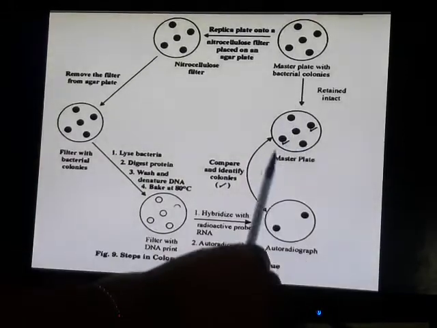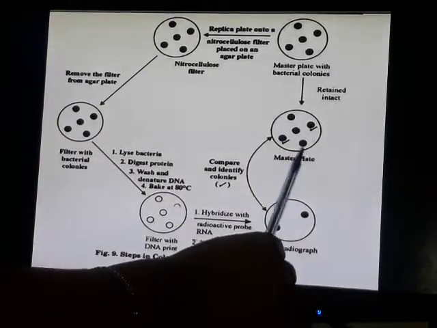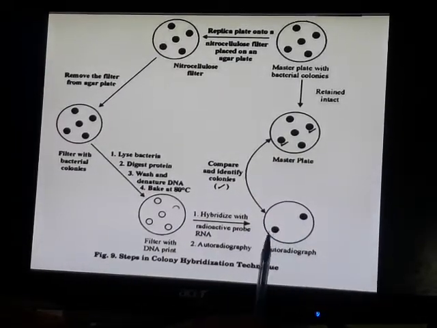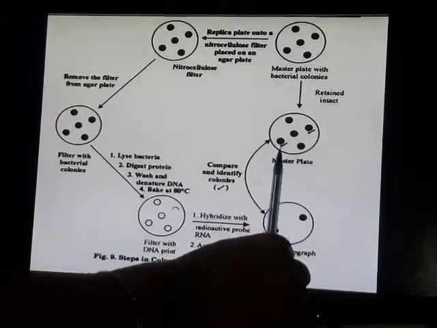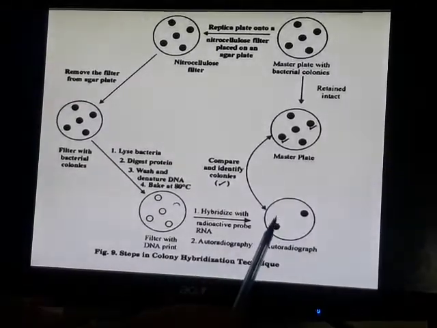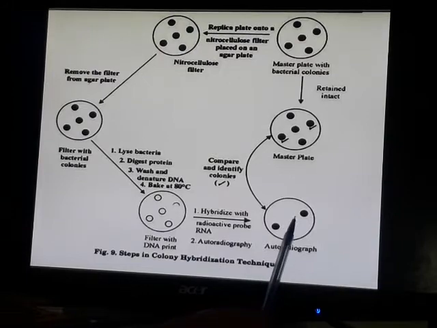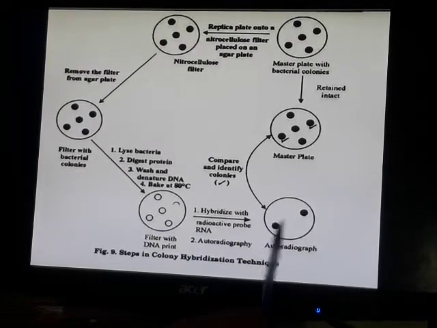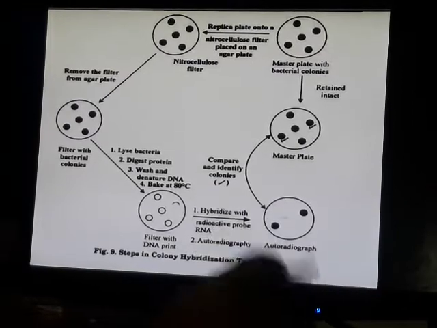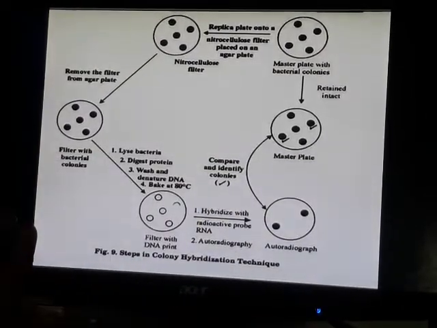So among these two, this is your master plate where you had 5 colonies. Now you got only 2 spots here. That means these 2 cells which are present in your master plate are the recombinants. They are the successful recombinant or transformed cells which got your gene of interest through rDNA technology.